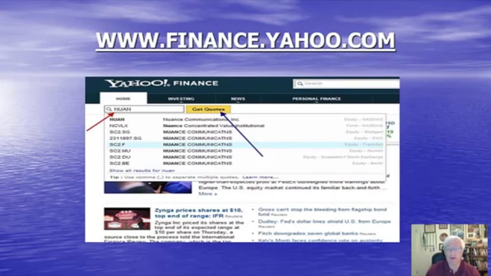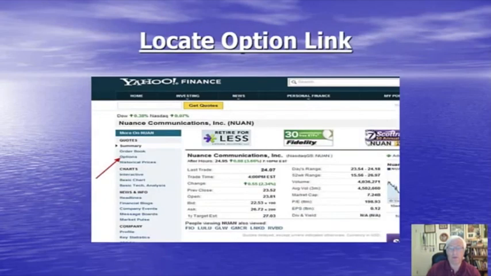If you go to the site finance.yahoo.com, just put in the ticker symbol of the underlying security. In this case, it's Nuance Communications, and the ticker symbol is NUAN, where you see the red arrow. Then you click Get Quotes, where you see the blue arrow, and that will lead you to the next page. And just look for a link to the options chain. And that's highlighted by the red arrow on the left side of the screenshot.